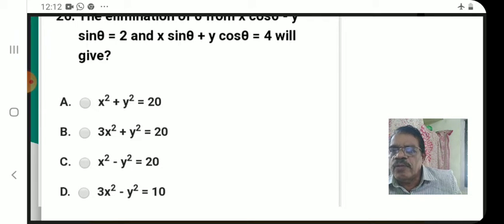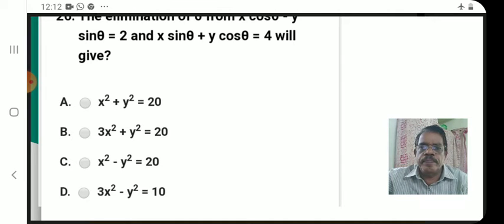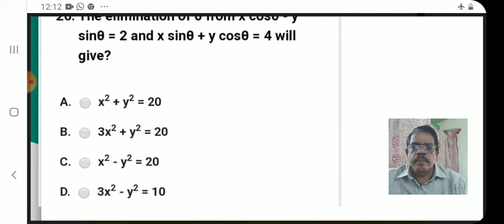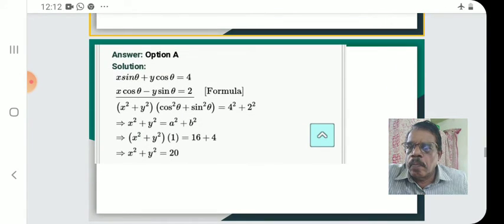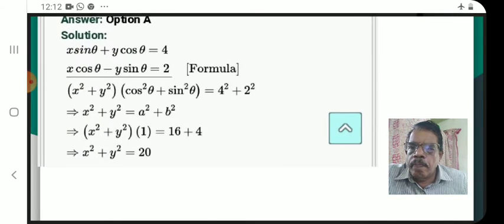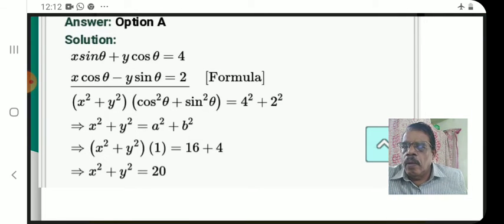Here there are 4 options. x square plus y square is 20, x square plus y square is 20, x square minus y square is 20, x square minus y square is 10. Let us see the answer. Option A, that is x square plus y square is 20.